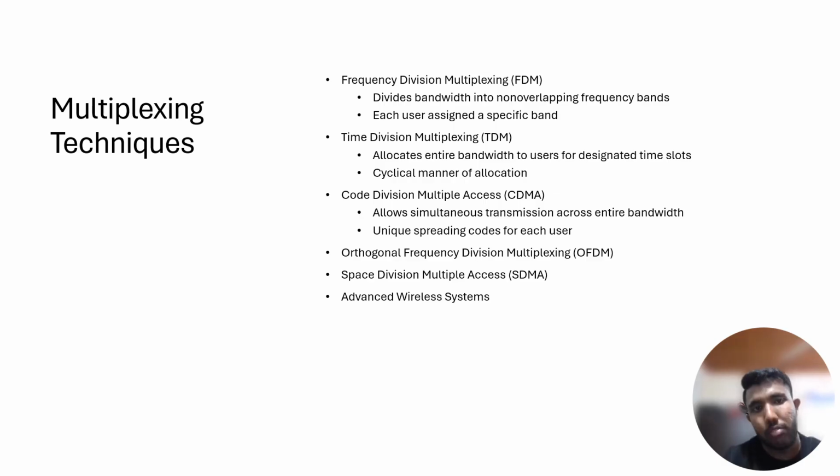OFDM, orthogonal frequency division multiplexing. OFDM divides the channel into multiple orthogonal subcarriers, each modulated with a conventional scheme, by converting a high-speed data stream into multiple parallel lower-speed streams. OFDM efficiently combats frequency selective fading and narrowband interference. This technology forms the foundation of Wi-Fi, 4G, 5G, and digital television broadcasting.